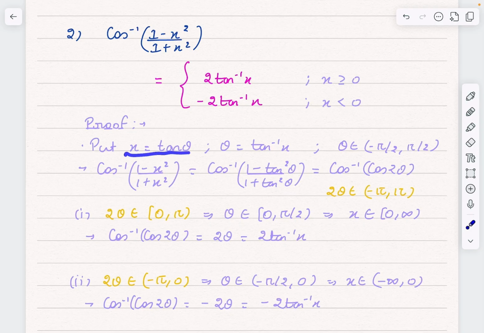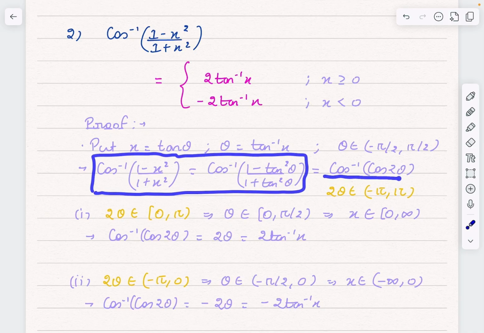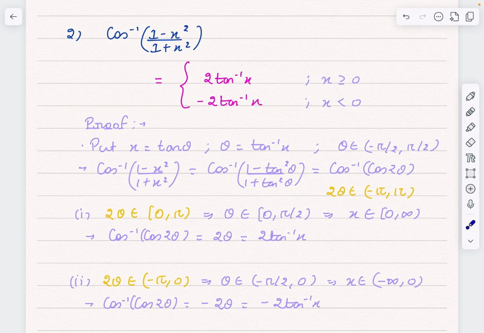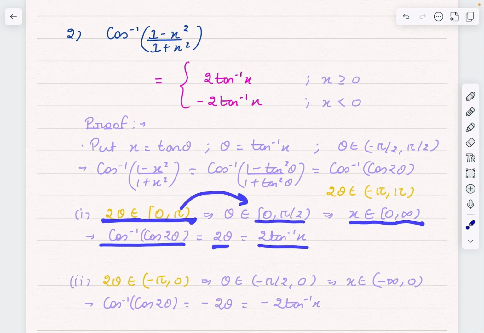Put x as tan theta, theta will be tan inverse x, will lie between minus pi by 2 to pi by 2. This will become cos inverse of (1 minus tan square theta) by (1 plus tan square theta), which will be cos inverse of cos 2 theta. And 2 theta will now lie from minus pi to pi. So now we just need to make two intervals, 2 theta from 0 to pi, because if we remember, cos inverse range is 0 to pi. So in 0 to pi, cos inverse of cos 2 theta will be 2 theta, and you get 2 tan inverse x. And theta here will be 0 to pi by 2. X, which is tan theta, will become 0 to infinity.